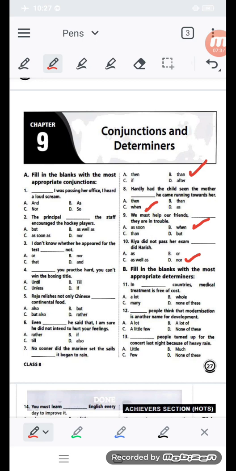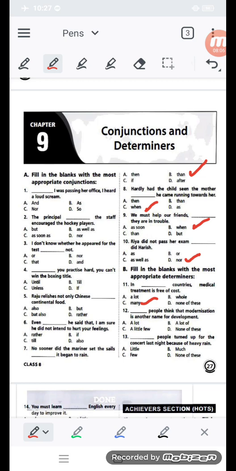Fill in the blanks with the most appropriate determiners. So determiners I was talking about article, demonstrative, possessive, quantifiers and numbers. So from there only some options are given and you have to choose the right one. In dash countries, medical treatment is free of cost. In a lot of, whole, many or none of these. Question number 11. In many countries. Only simple answer you can choose.